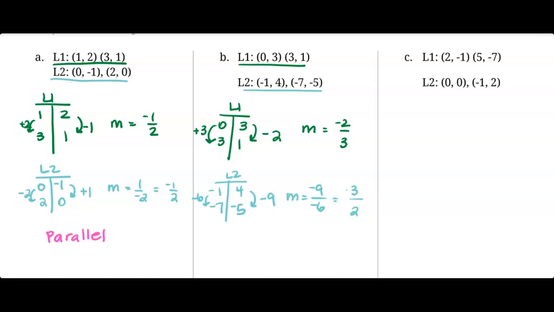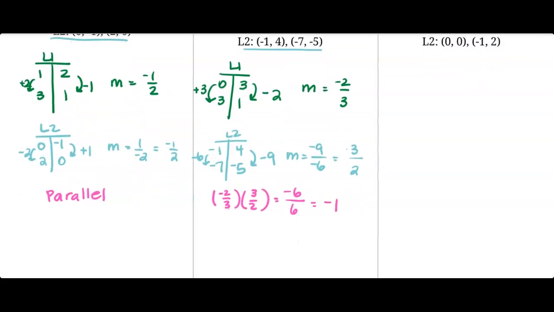We can see that our signs are different and that they are reciprocals. But then remember, you can also check, is -2 over 3 times 3 over 2 equal to -1? So -2 times 3 is -6. 3 times 2 is +6. So -6 divided by 6 is -1. That is what we want. So these two lines are perpendicular.